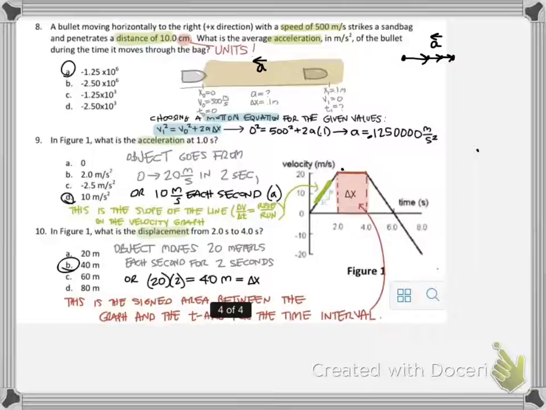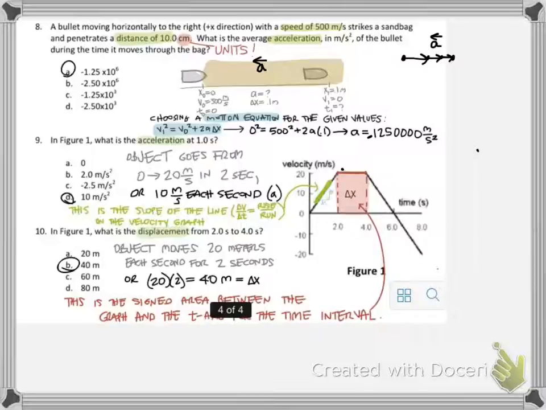What is the acceleration at 1 second? Let's look at that graph for velocity versus time. Please make sure that you're always looking at the axes first before you do anything. Very important, whether it's a position-time, a velocity-time, or an acceleration-time graph. So at 1 second, the acceleration will be the slope of the velocity-time graph at that moment in time.